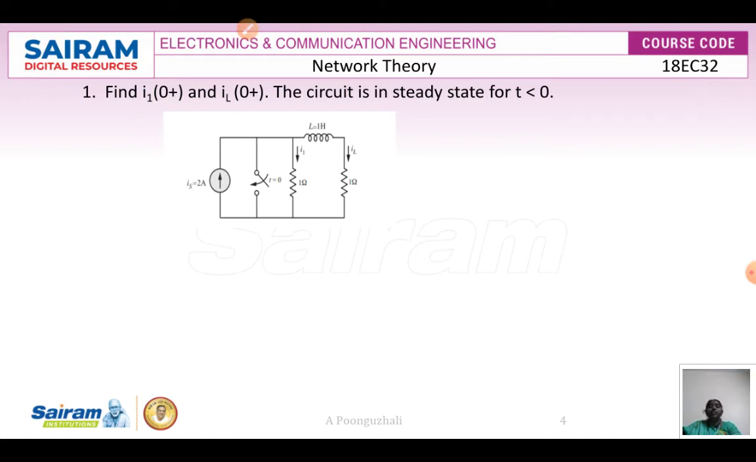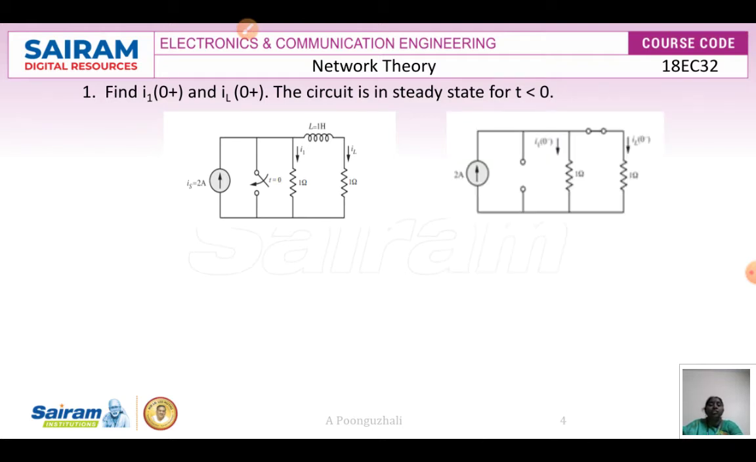Next, I will see the problem. Find I1 of 0 plus and IL of 0 plus. The circuit is in steady state for t less than 0. Under steady state conditions the inductor acts like a short circuit. So the circuit is in steady state when t is less than 0, meaning the switch is in the open state at t = 0 minus and the inductor behaves like a short circuit.